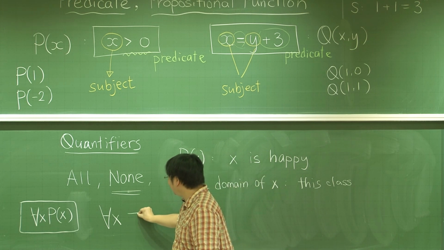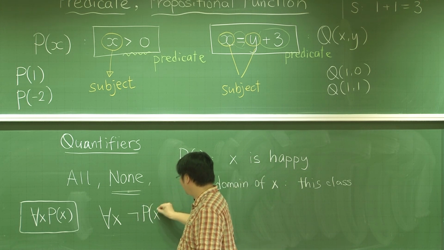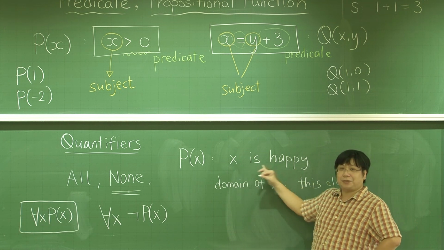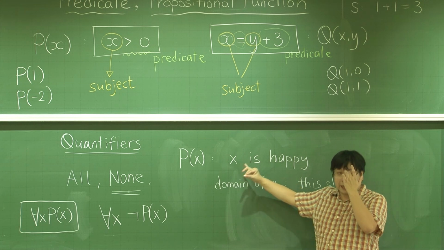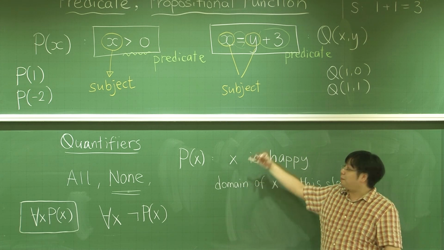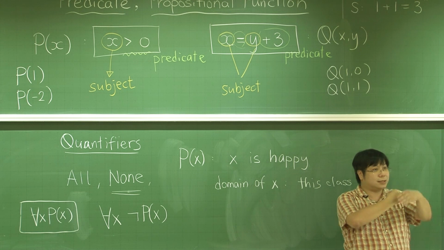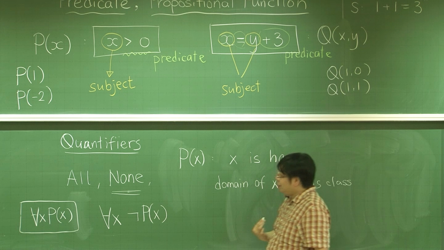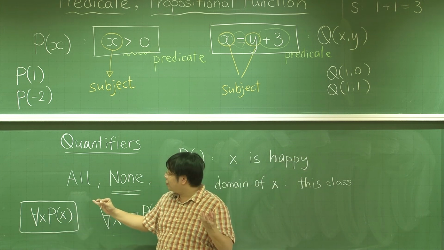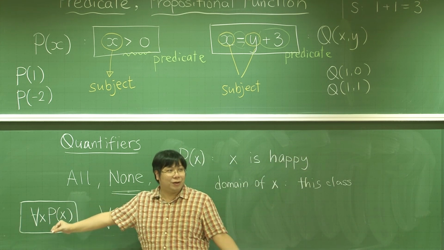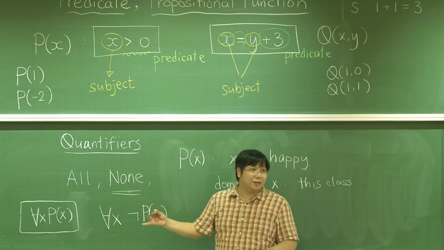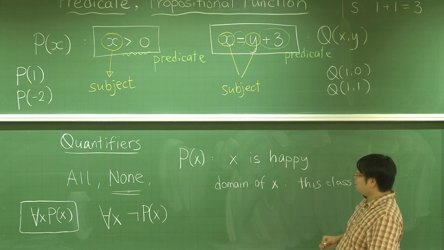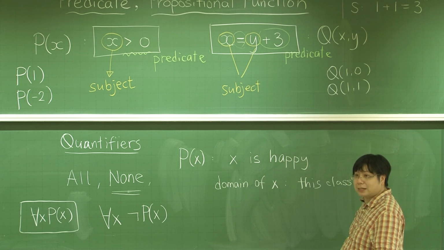So this is px, right? So we can negate px. Does that make sense? So this is px, right? The negation of this one is x is not happy. The reason is that px and not px are always in opposite truth value. Okay? So the for all symbol is very powerful. It can represent all. It can also represent none. If we change our language a little bit. So the next one, the next quantifier that we want to talk about is some.